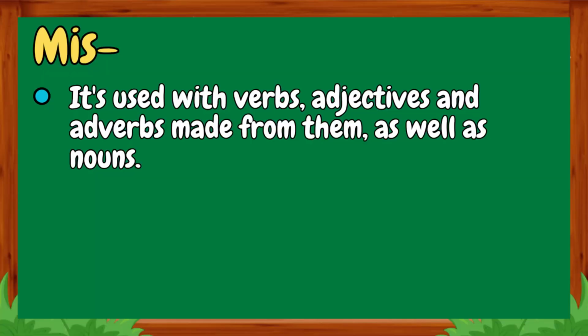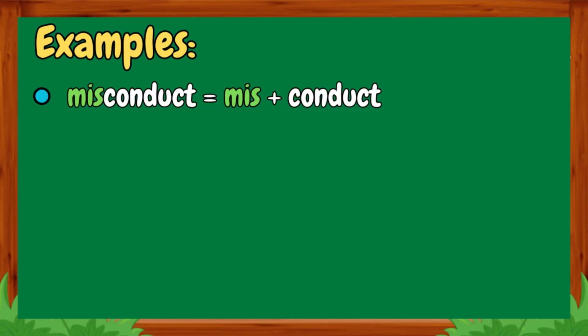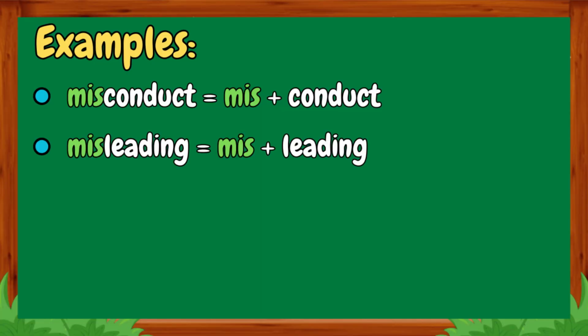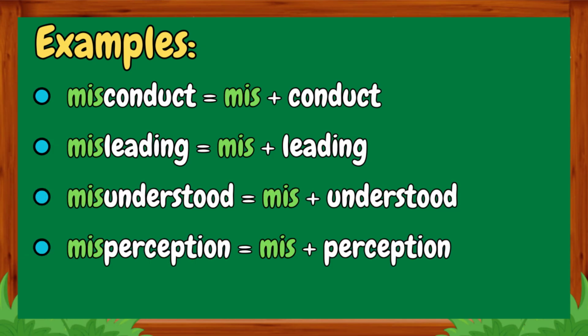Our 8th prefix we can use is "mis", and it is used with verbs, adjectives, and adverbs made from them, as well as nouns, and it means bad, wrong, or wrongly. And of course, if we go look at some examples again, we can say misconduct, misleading, misunderstood, and misperception. Hang in there, everyone. We only have 2 more to go. Let's go look at our second to last one.